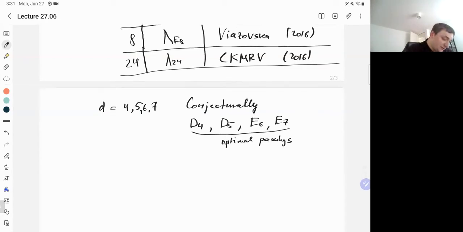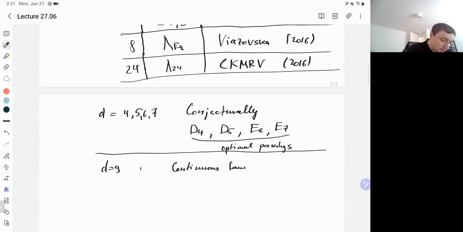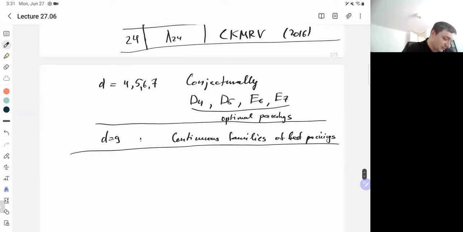And in dimension 9, there's something very bizarre going on, where there are continuous families of best packings. And I'm not sure how strongly people believe that these are all optimal, but as far as I know, that's the current belief.